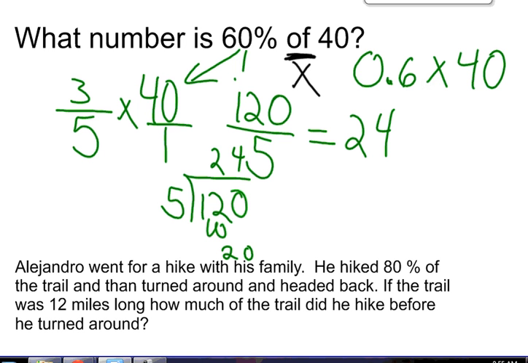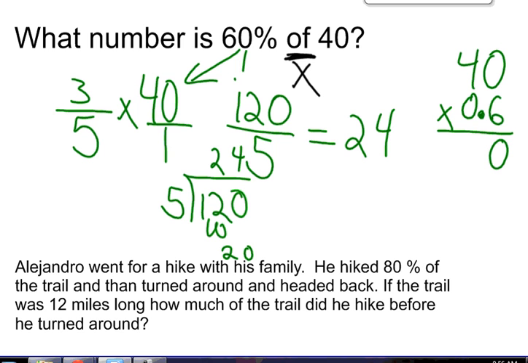If we take our other approach, we can multiply like this. It's easier to multiply in the vertical than the horizontal. And so we ignore the decimal. 6 times 0 is 0. 6 times 4 is 24. And now we add the decimal back in, one place value. So our answer is 24.